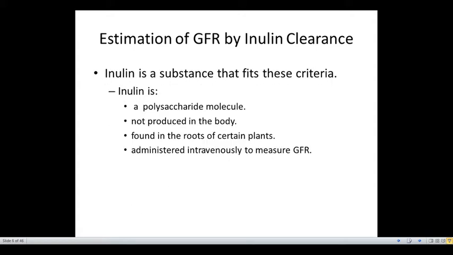Inulin is a substance that fits these criteria. Inulin is a polysaccharide molecule. It is not produced in the body. It is found in the roots of certain plants, and it is administered intravenously to measure the glomerular filtration rate.